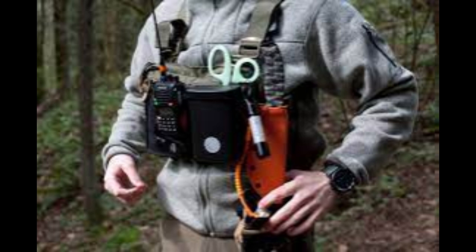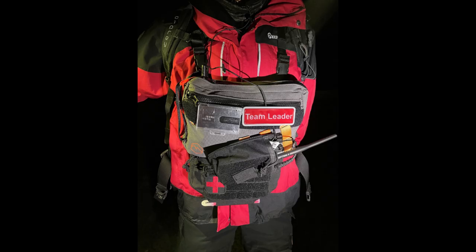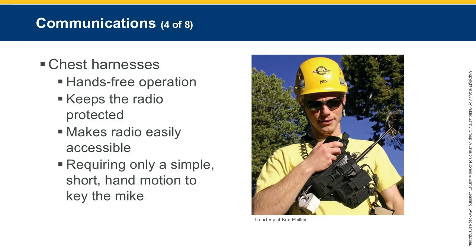With a quick shorthand motion, you can key the mic and get your message out. No fumbling, no dropping, no wasted seconds. This keeps you focused on the rescue and your own safety, while staying in constant communication with the team. A couple of quick tips for the wilderness. Make sure your harness is adjusted comfortably, the radio doesn't bounce, and the antenna isn't trapped under straps or branches. Remember, line of sight matters, just like we talked about in the previous slide. Treat your radio like a tool you'll need in a heartbeat. It should always be within reach and ready to go.